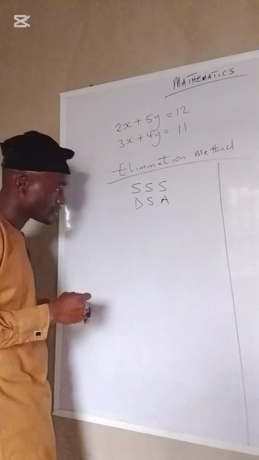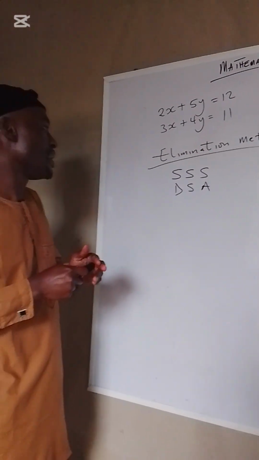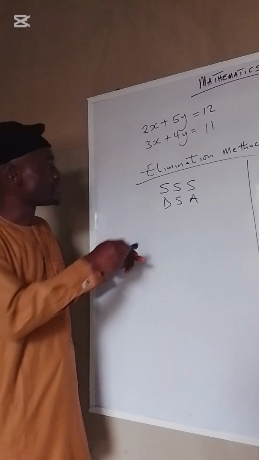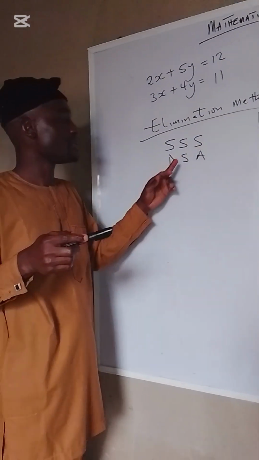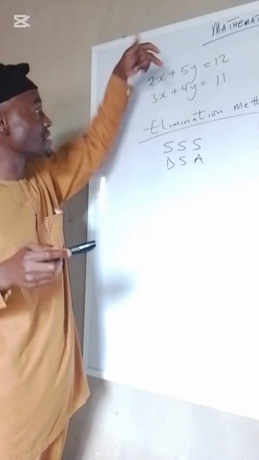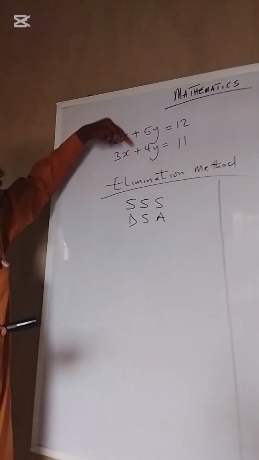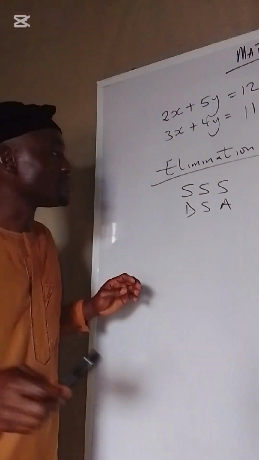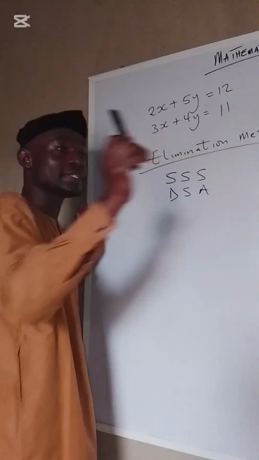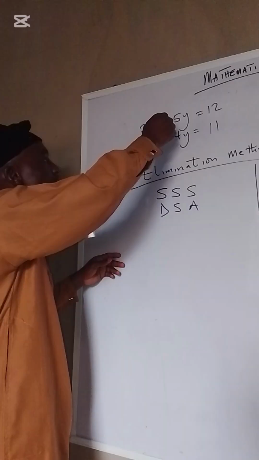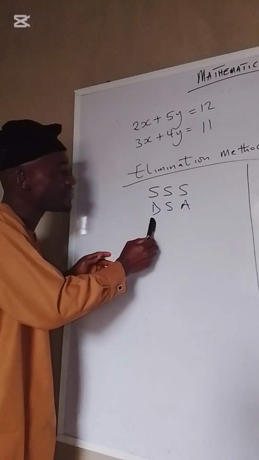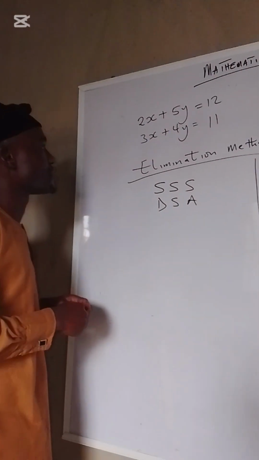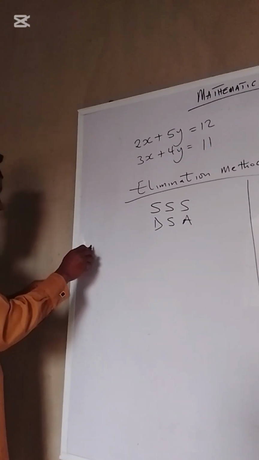What does that mean? What it means is that anytime we are using the elimination method, this S means same sign we subtract, different sign we add. Look at this now. We are having the same sign, positive sign and positive sign. So if we are having the same sign, we always subtract. But if this one is plus and this one is minus, that means different sign, we add. That's what the law says. Now, having known that, let's solve for x first.